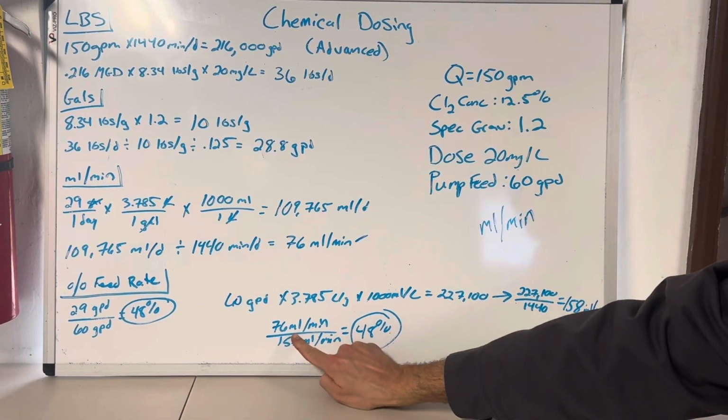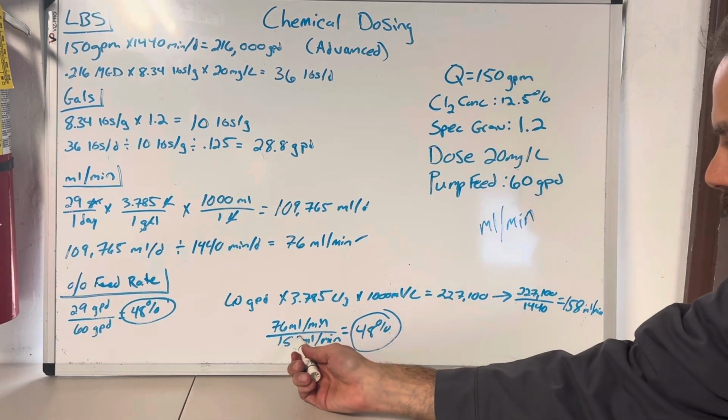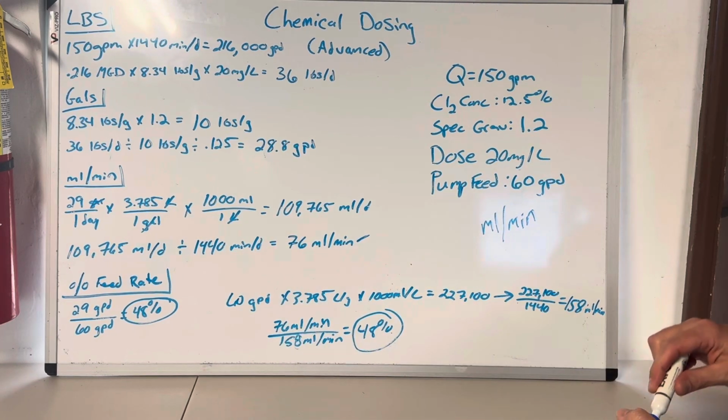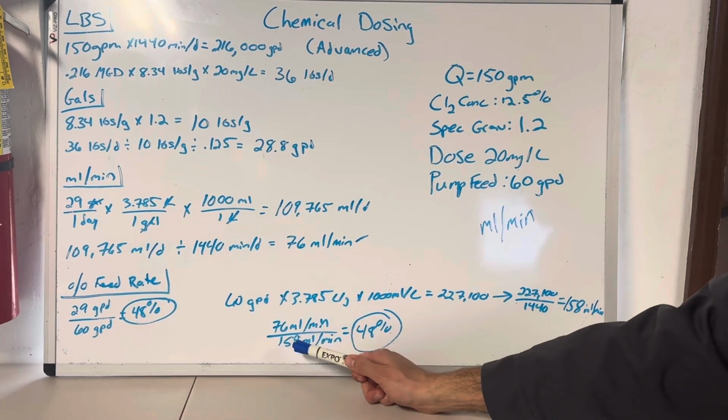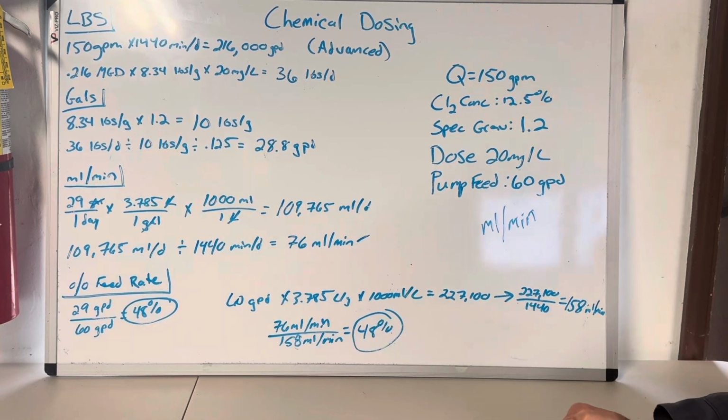And I wrote 157 here for some reason. Sorry, guys, if that was confusing. Let's see if I can fix that. Ugh. Horrible handwriting. But so now you can see 76 milliliters per minute divided by 158 milliliters per minute is also 48%. So do this type of stuff on the exam when you want to check your work. If you get the same number by doing the math multiple different ways, that's definitely a good sign.